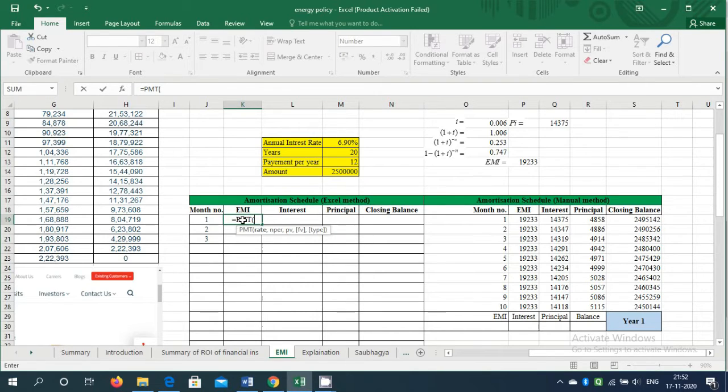PMT, just press tab after writing this, then annual interest rate divided by payments per year, comma, then after year, year into payments per year, comma, then after amount, that is 25 lakhs.